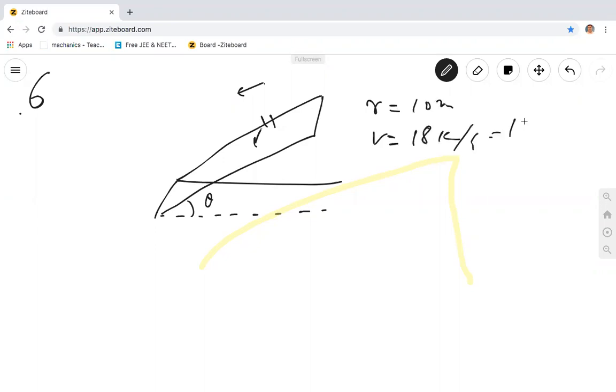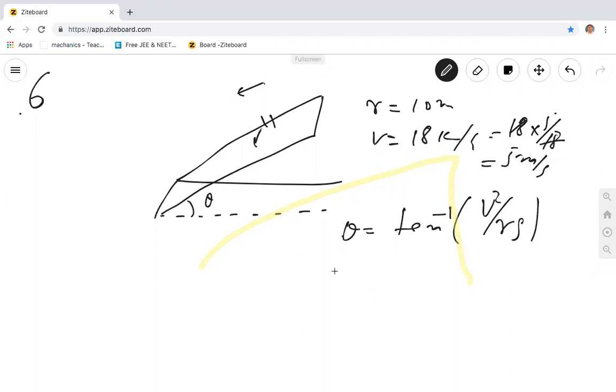That is 18 multiplied by 5 by 18, that is 5 meter per second. It is not a big deal. Theta is equal to tan inverse v square by rg. जैसे आपने भी tan theta is equal to v square by rg का कर दिया, तो theta निकाला जा सकता है. Just substitute the values.